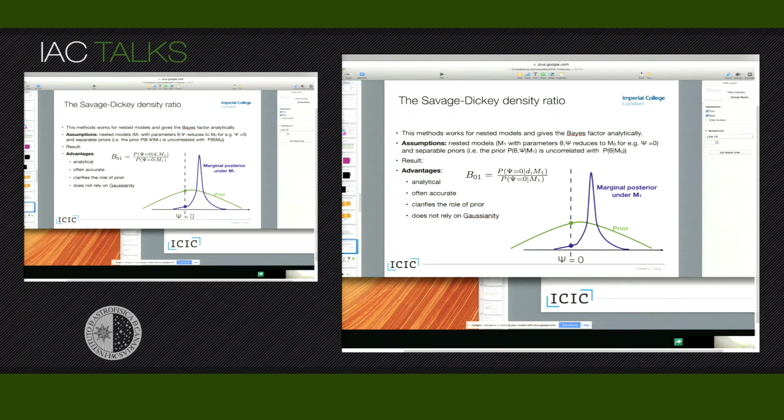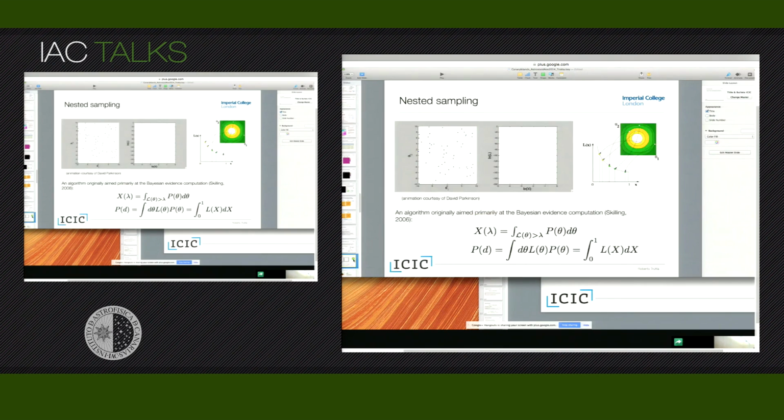Now, what if the models are not nested? Then arguably, perhaps, one of the best tools that has emerged in the last 5 years to do this kind of integral is nested sampling. And I don't know if nested sampling has been covered in detail so far in the school. I'll give you a quick introduction to it.